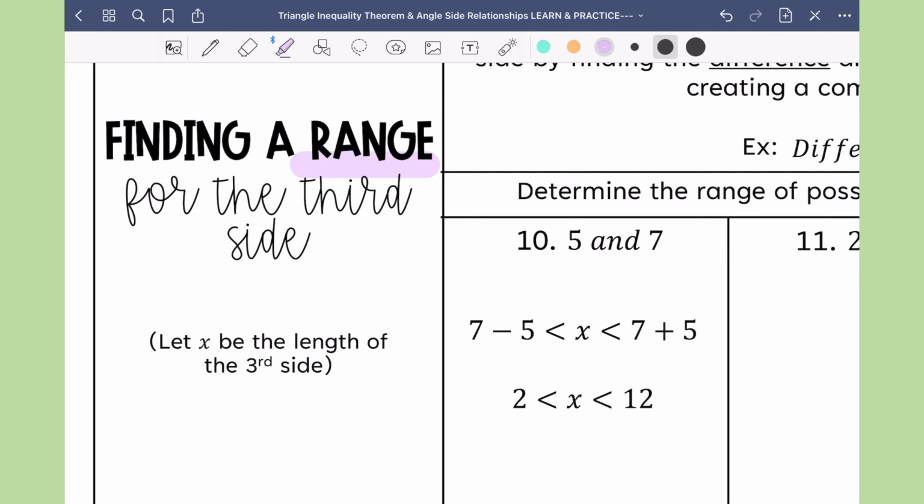So what are we trying to do? We're finding a range for the third side of the triangle, which means that you're going to be given two of the lengths, and you're going to find the third one. You won't find it exactly unless it tells you to, but we just want to find a range. From what number to what number can the third side be? So here it says, let x be the length of the third side. And we're going to see that right now.